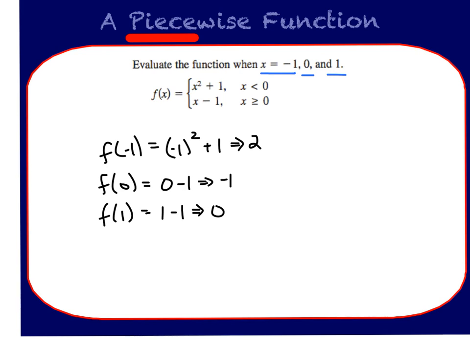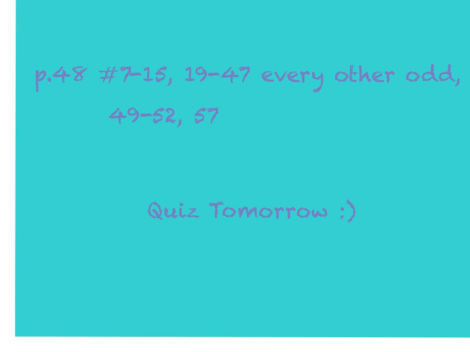All right. There we go. Does everybody understand every other odd? You start with 19, then what's your next one? 23. Then what's your next one? 27. Okay, all right.